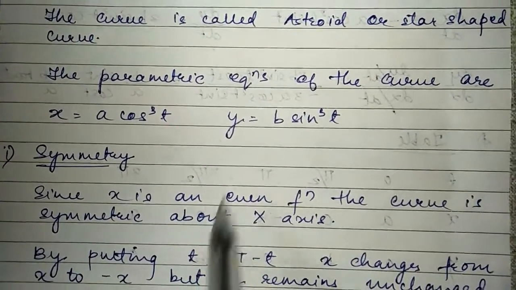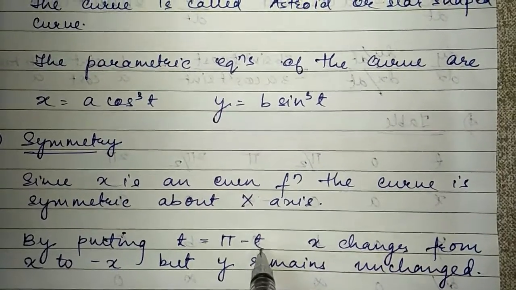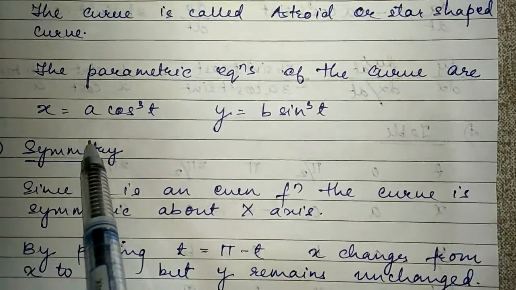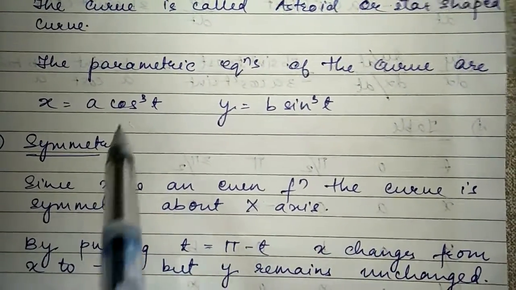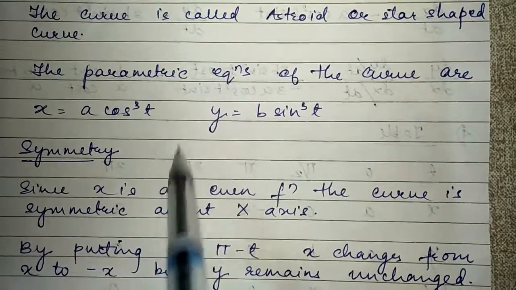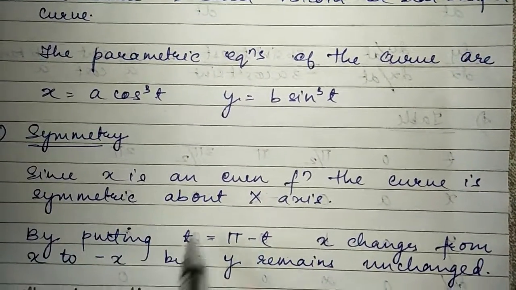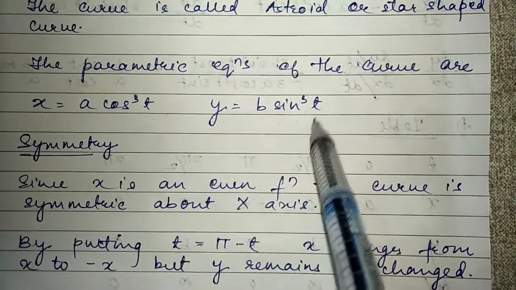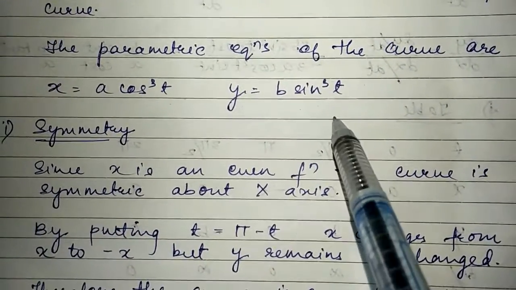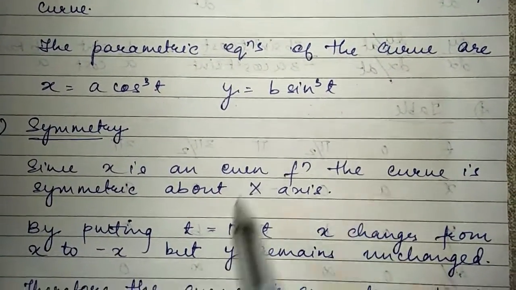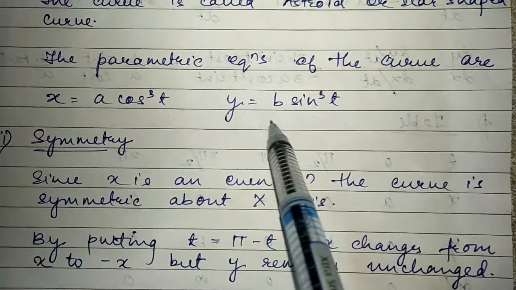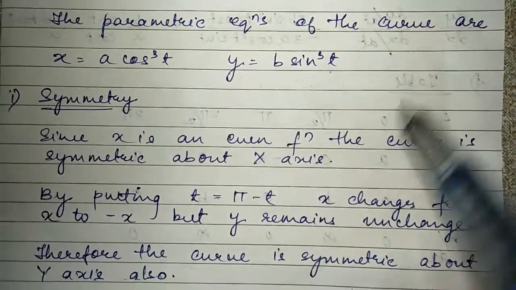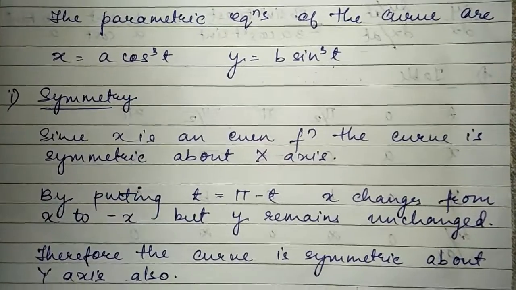Now we'll put t = pi minus t. On substituting t = pi minus t, x changes from x to minus x because cos of (pi minus t) is minus cos t. But y is b (sin(pi minus t))³, and we know that sin(pi minus t) is sin t. So the value of y remains unchanged. So we can say that the given curve is symmetric about the y-axis also.